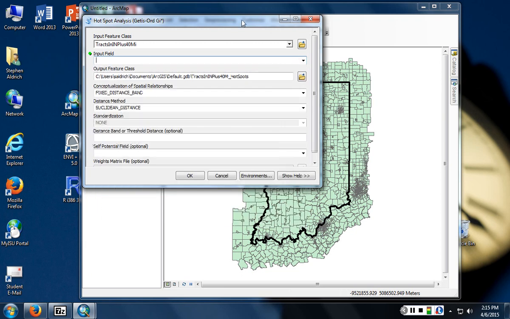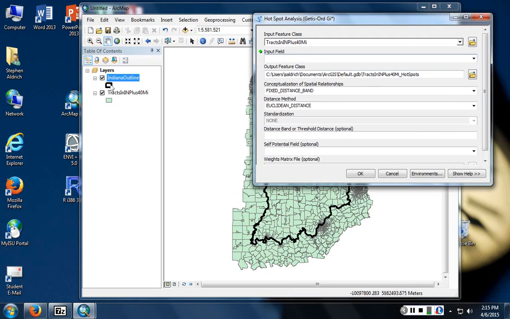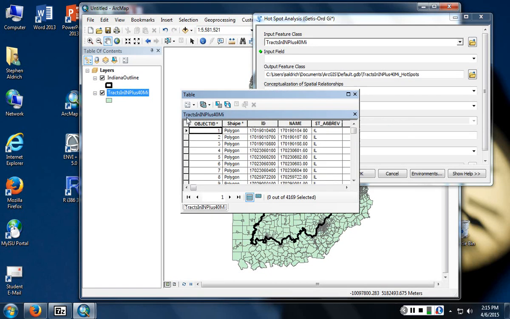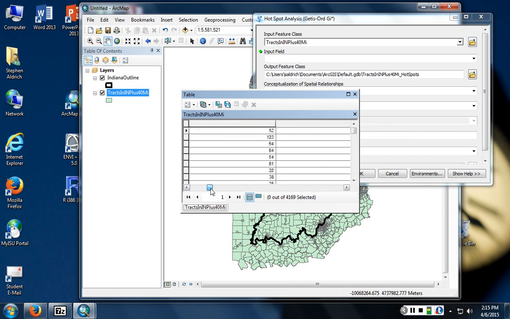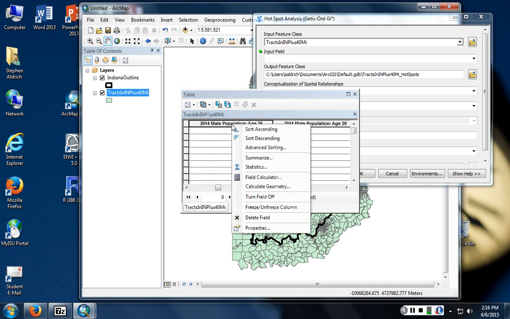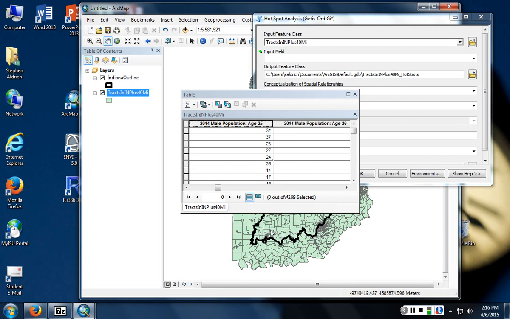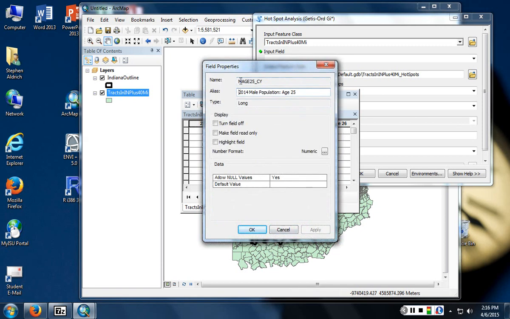Well, there are two ways that we can figure out what the actual field name is. The first one would be to open the attribute table for our census tracts, and then scroll over and find our column of interest, because it's displaying here not the actual column name, but an alias. Column names can only be 8 characters long or something like that, maybe 10 in a geodatabase. Aliases can be very long. So the name of this column is MAGE25_CY, but the alias is 2014 male population age 25.